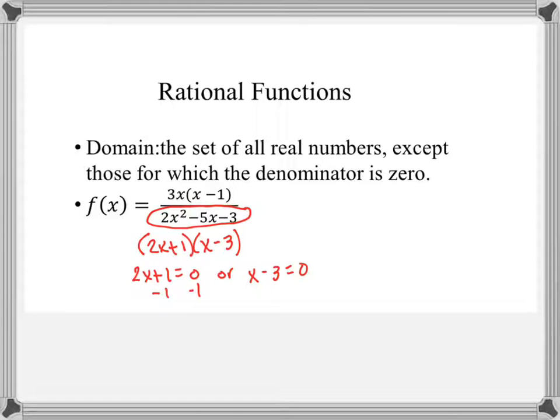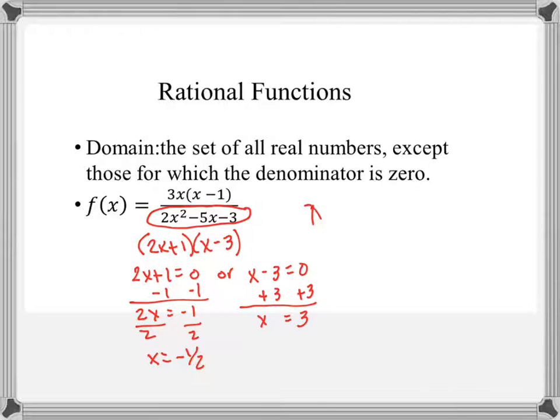So in the first equation, I'll subtract 1, 2x equals negative 1, divide both sides by 2, x equals negative 1/2. In the second equation, add 3, x equals 3. So these two values, negative 1/2 and 3, are not elements of our domain.